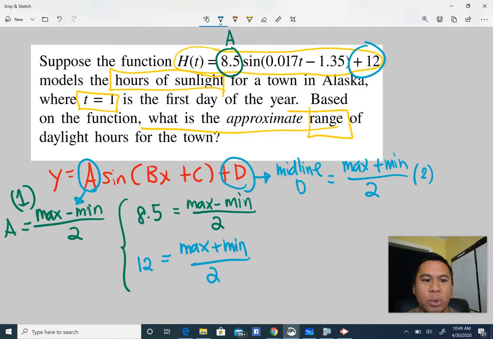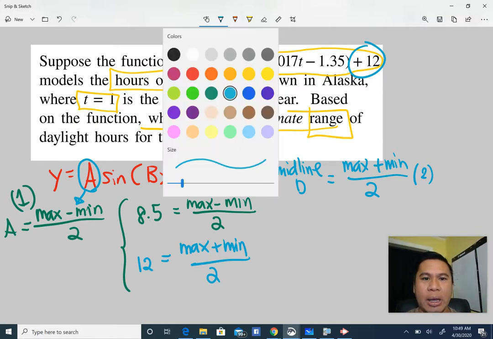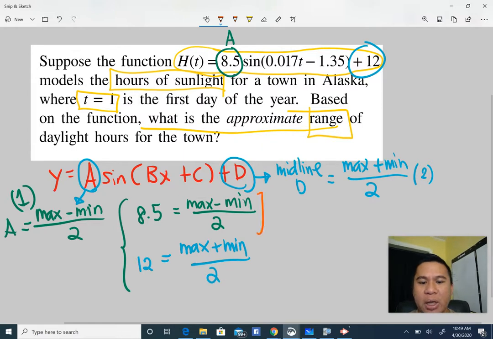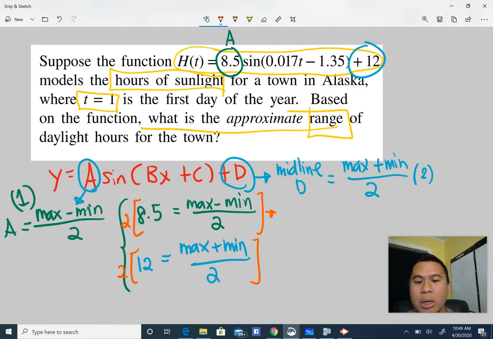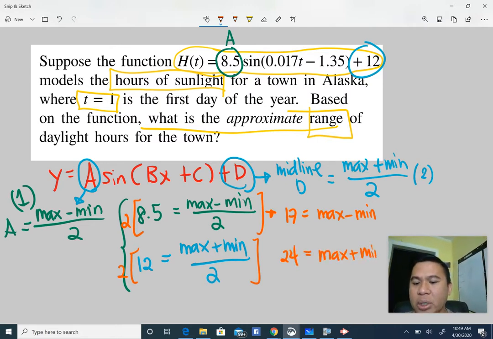So let's try to do the first equation by multiplying everything by 2 so that we can cancel the half. And also the same for the second equation. So with that, we have now the following. 8.5 times 2 will be 17 is equal to maximum minus minimum. And for the next one, that will be 24 is equal to maximum plus minimum. As you may see, the right side of the equations cancels the over 2, or the fraction 2's. And after this, we can use our elimination method.